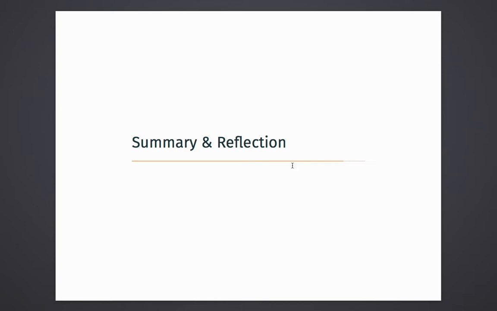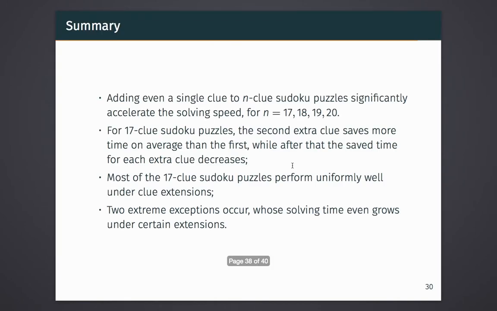Okay, so far let's go to the summary and reflection part. To summarize, first we have seen that adding even one single clue to an n-clue Sudoku puzzle will significantly accelerate the solving speed. Besides, for 17 clue Sudoku puzzles, the second extra clue turns out to save more time on average than the first, which is a strange phenomenon that we try to explain. For the second question, we find that most of the 17 clue Sudoku puzzles perform uniformly well under clue extensions. However, there are 2 extreme exceptions whose solving time even grows under certain extensions.